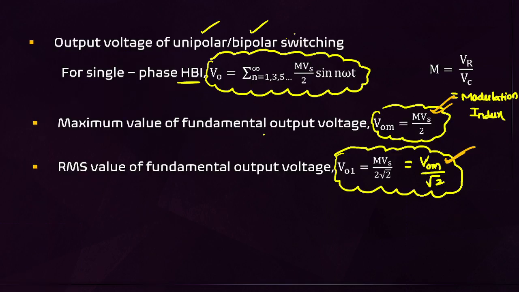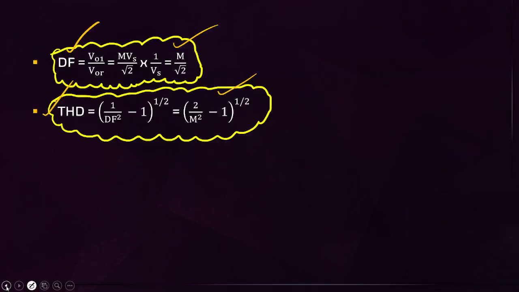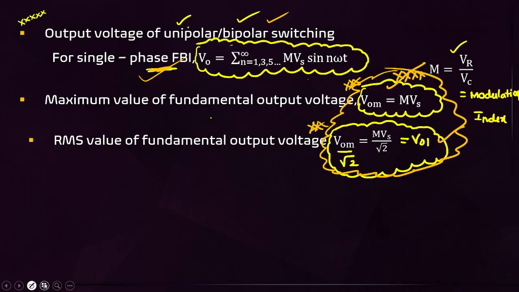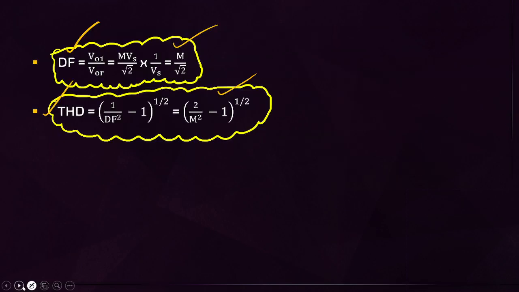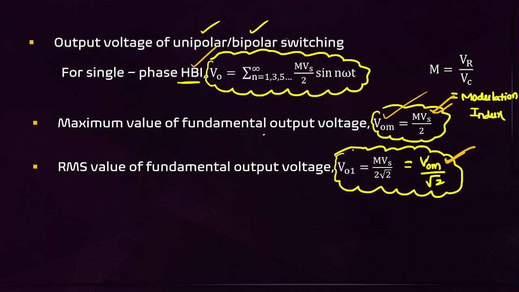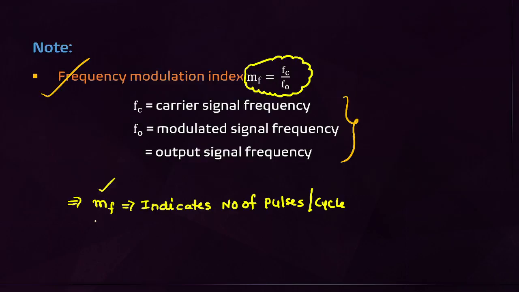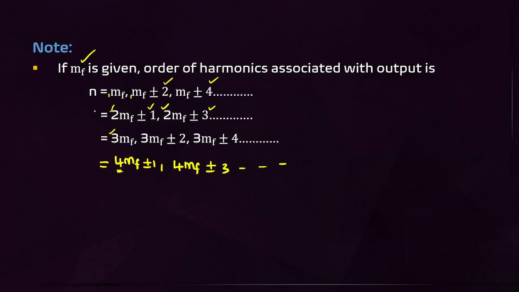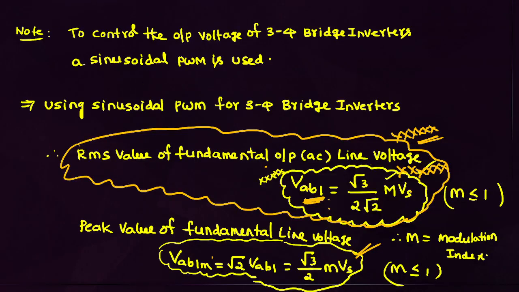If unipolar or bipolar switching is applied to a half bridge inverter, previously the output was MVS, but now it is MVS by 2. Just replace VS by VS by 2. MVS by 2 is for which inverter? Half bridge inverter. Then what is the frequency modulation index that you have to concentrate on? If the frequency modulation index is given, what is the order of harmonics at the output side? This is very important. This is a repeated question in the GATE exam.